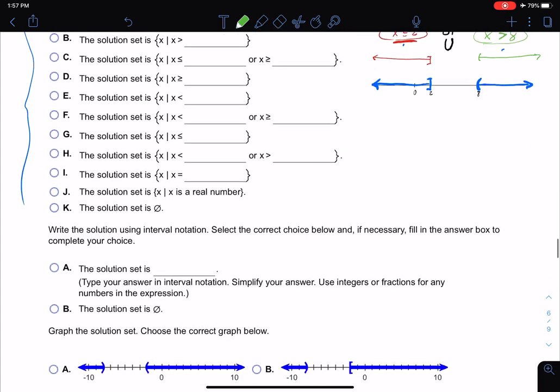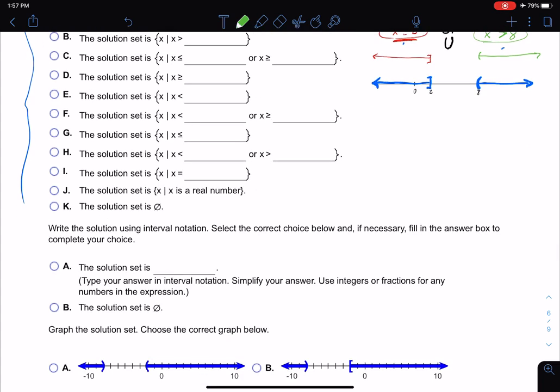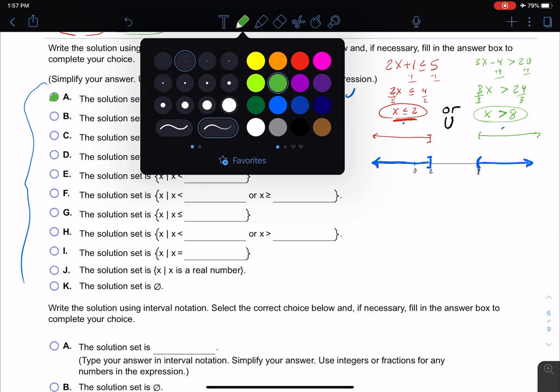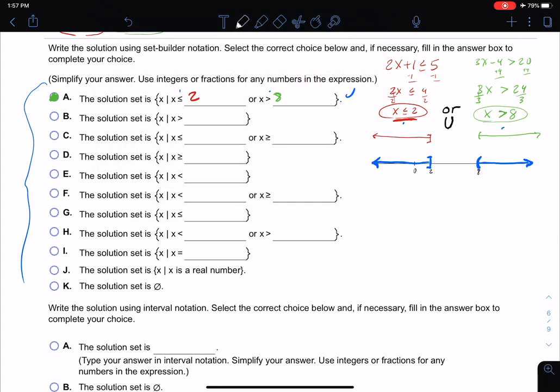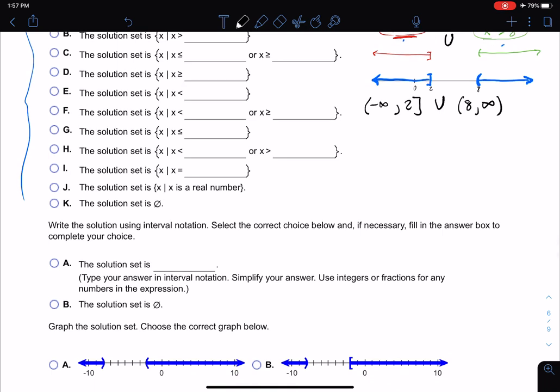The next thing to do is the solution set, type your answer in interval notation. Interval notation is a pain when you got these OR situations, but it's negative infinity up to 2 closed, union, 8 to positive infinity, and they're both open. So there's that, and that belongs right here. Union.